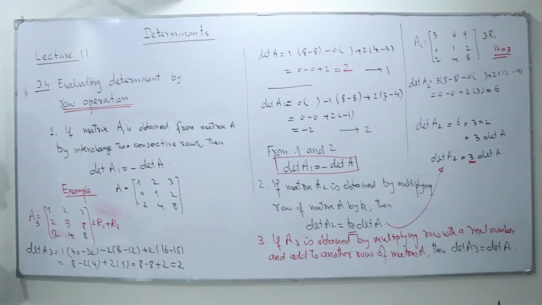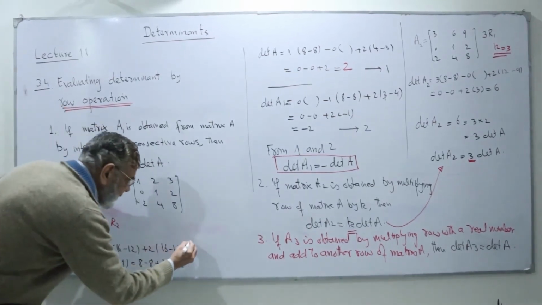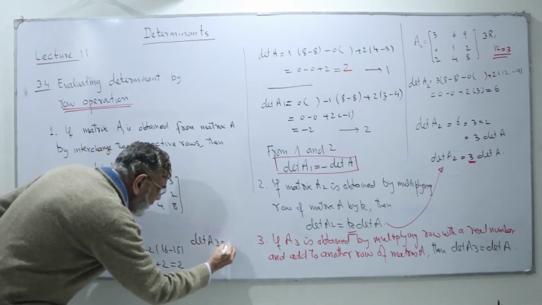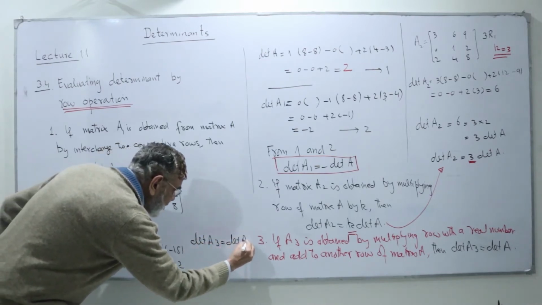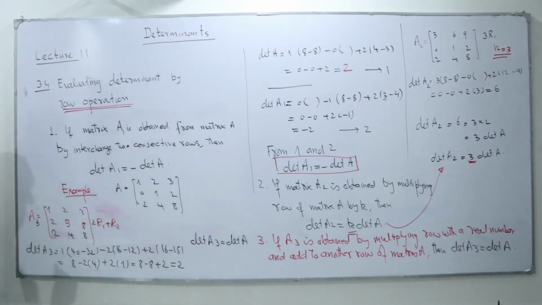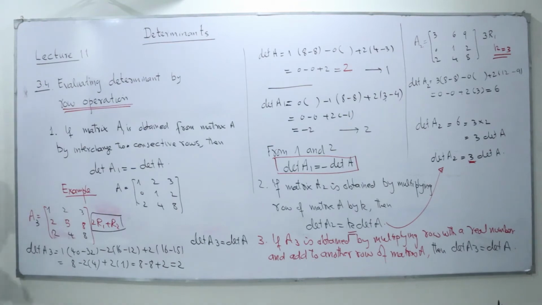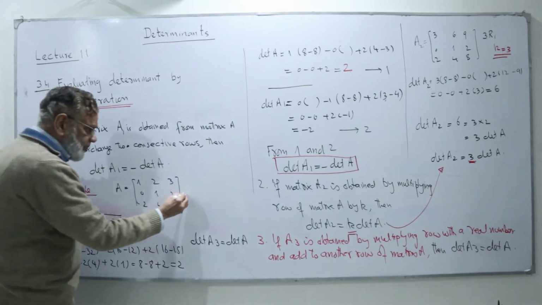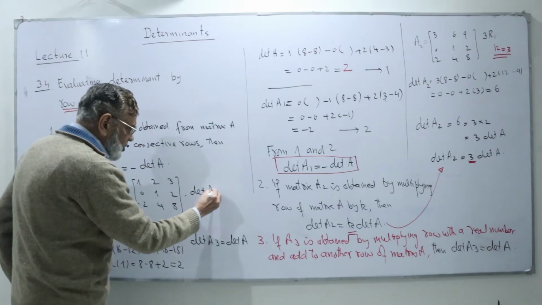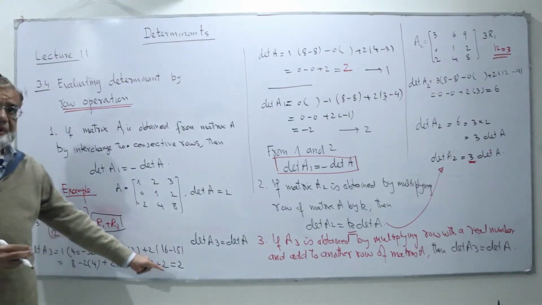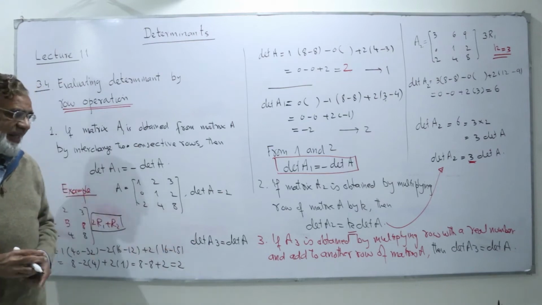So what do you get here? Determinant of A3 is equal to determinant of A. The value is not changing. You can make any row operation. I have taken this row operation. You take any row operation, perform on this matrix A. When I find the determinant of this matrix A, it is equal to 2. By making a row operation and then finding the determinant, the value remains 2. So determinant A3 is equal to determinant A.